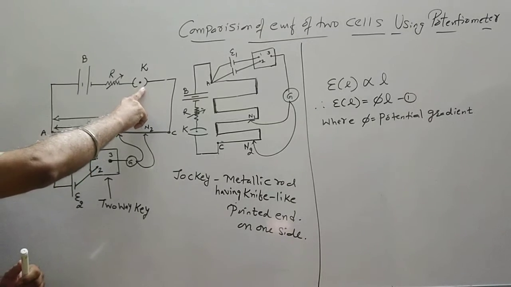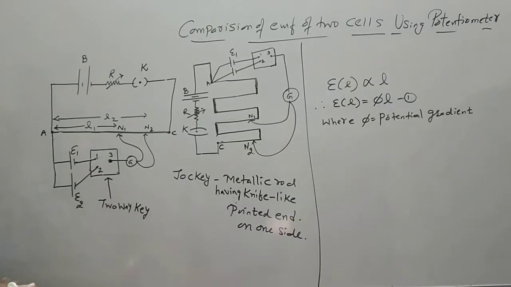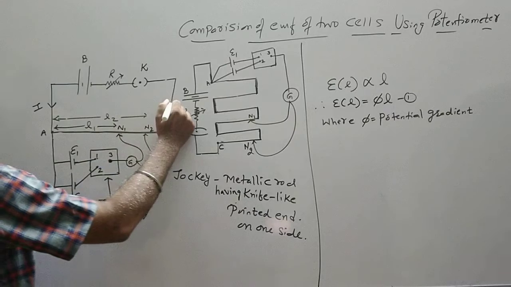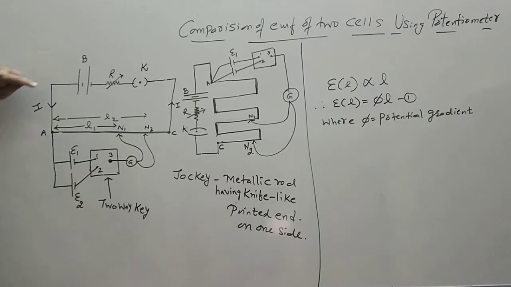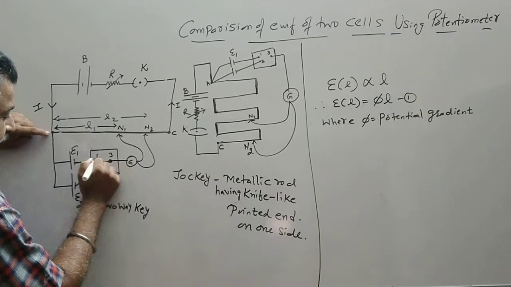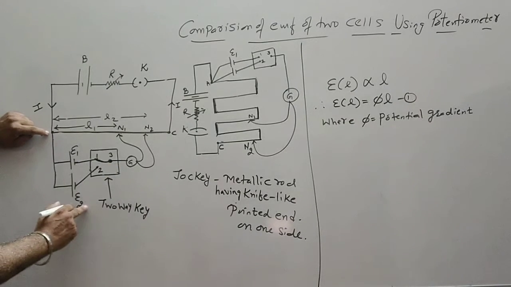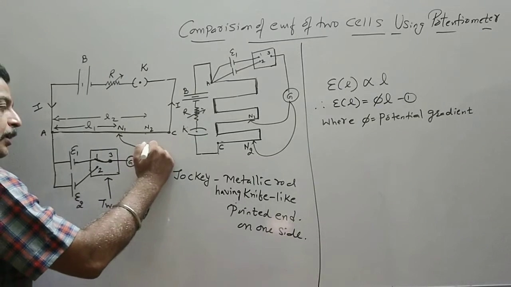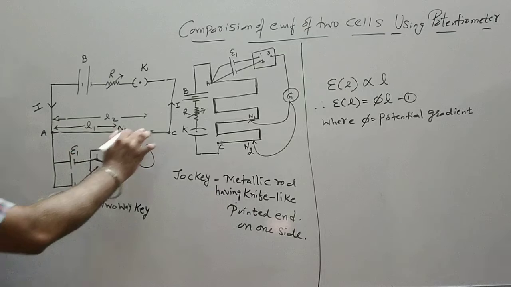we close the key. Now as soon as the key is closed, the current will start flowing. Let the current flowing in the circuit be I. Now this current from the battery, B is for battery, or it is our driver battery, comes to point A at a junction, and at the same time we assume the E1 is connected with 3. So the cell having EMF E2 is out of the circuit, and this N2 is also out of the circuit.